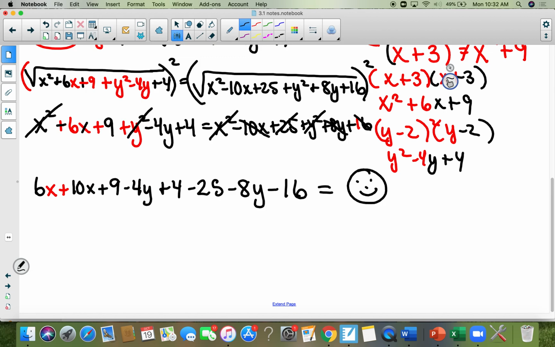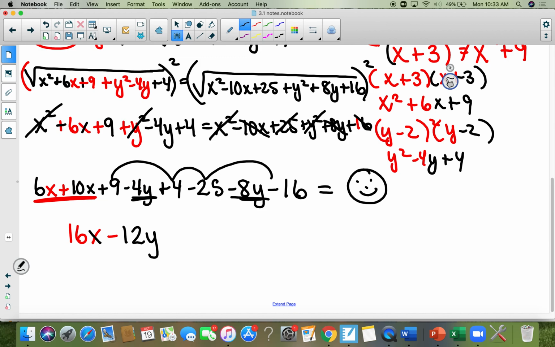I did take a shortcut. I did take away the x squared and the y squared since they were the same on each side. Now I'm just going to simplify it. 6x and 10x makes 16x. Negative 4y and a negative 8y makes a negative 12y. And I can put all 4 of these together, and all 4 of these together make a negative 28 equals 0. 16x minus 12y equals 28.